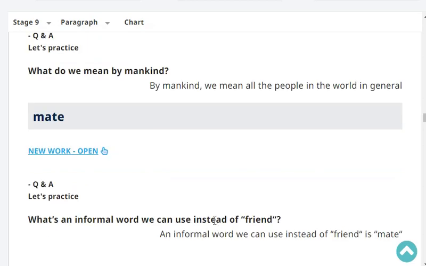What do we mean by mankind? By mankind, we mean all the people, all the people in the world in general.